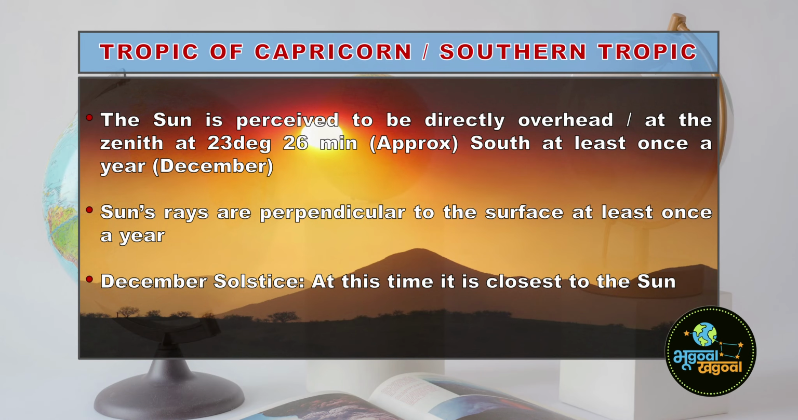Now let's come to Tropic of Capricorn. It is also called the Southern Tropic. It is at 23 degrees 26 minutes south of equator, and it is also called the subsolar point in December. Tropic of Capricorn is the line where sun's rays strike perpendicular to the surface, and it also means the point that is closest to the sun at least once a year, that is during the December solstice.